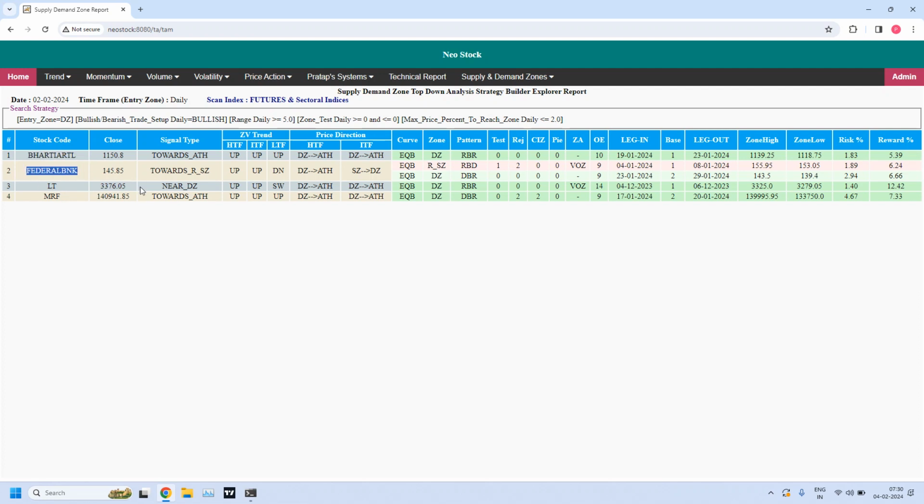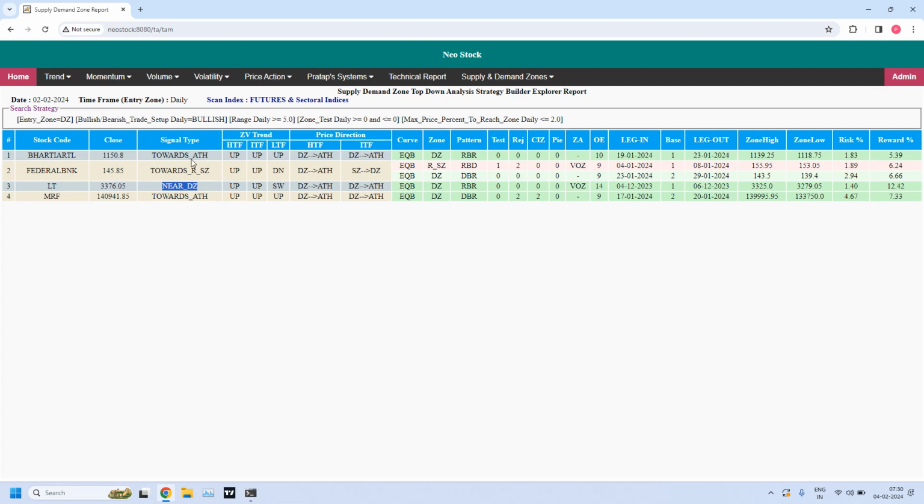Except Federal Bank, the remaining stocks are all-time high demand zones. Federal Bank has a supply zone. And these stocks are near to the zone, and moreover, look into this column, signal type. You will understand at LTF the price direction. Only near to the demand zone is L&T.